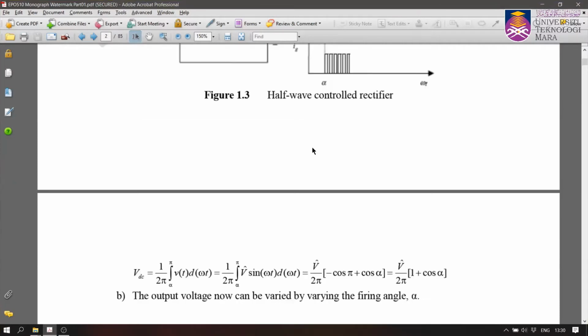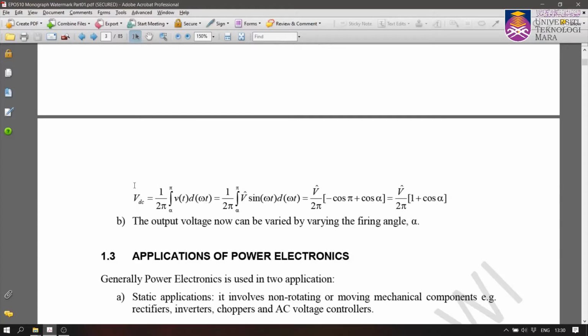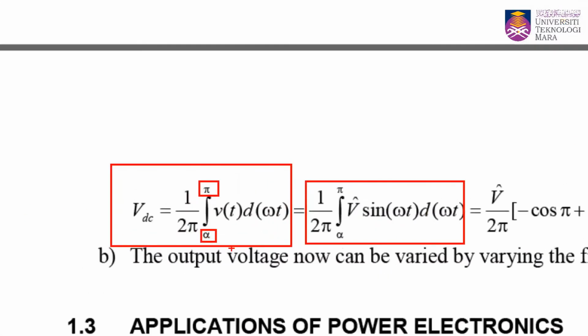And if you look at the waveform, this is the output voltage, and if you integrate that to get the average value, now it starts from alpha. Your output voltage waveform starts from alpha to pi, with these equations here. Okay, so now you have 1 over 2 pi, but instead of 0 for the diode, since we have the thyristor, it becomes alpha to pi, right?